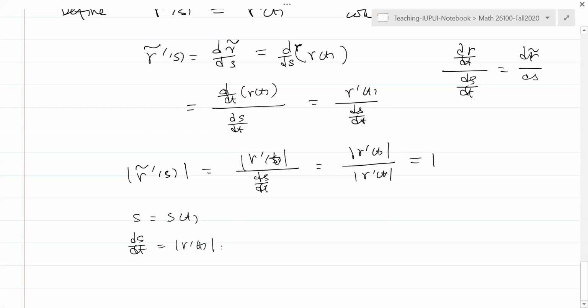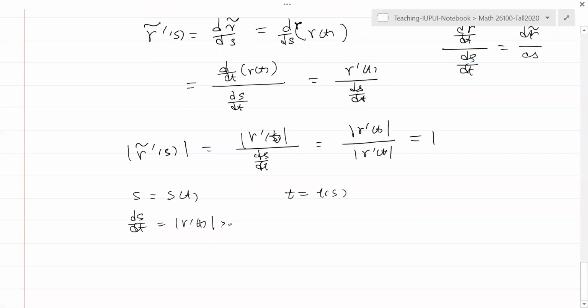Since this is positive, t can be the inverse; you can solve for t in terms of s. Then dt over ds, you can differentiate t with respect to s. You solve for t in terms of s and get the inverse function. So this one is 1 over ds/dt, and it can be written in this form.